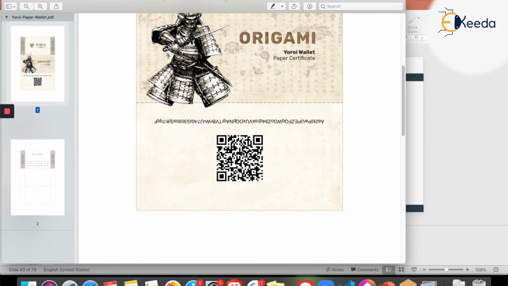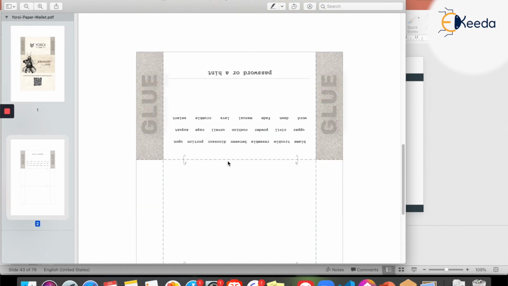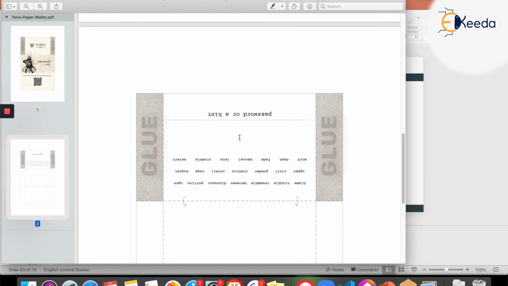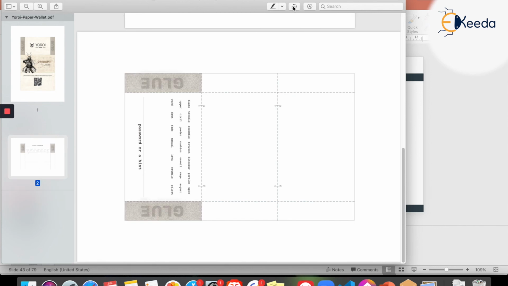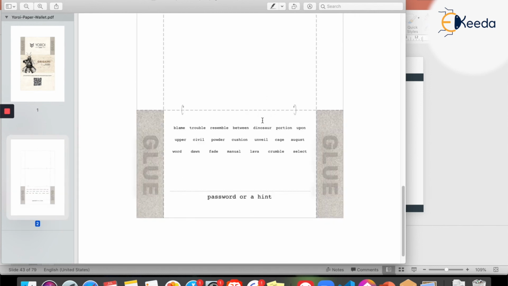And this is my public key, with a QR code, and it is upside down for security purposes. This is my public key, created by this Yoroi wallet. And if you look, this is my encrypted password. Password means what? Private key. So this is the most important part. Let me just turn it upside down.